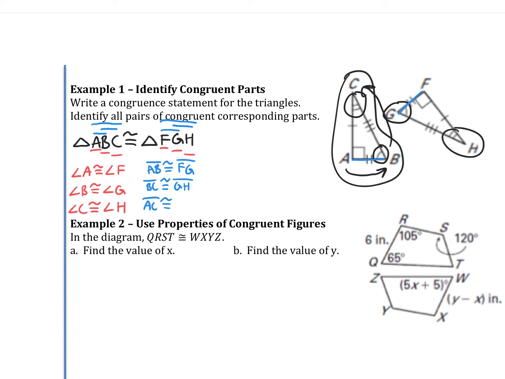And then we have AC matches with FH. And it's important to go in the right order too, so that's why we took a lot of time working on the congruent statement, because it makes things pretty easy to see. Okay? So that's how you do it. You make a congruent statement, you match up the angles, and make sure you go in the same order with both, and then you can figure out which angles and sides match up.